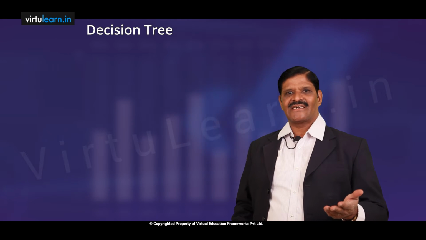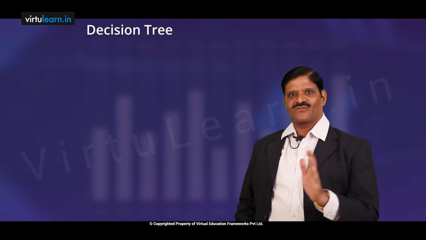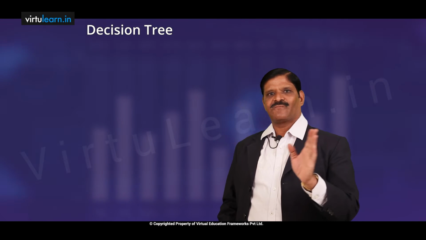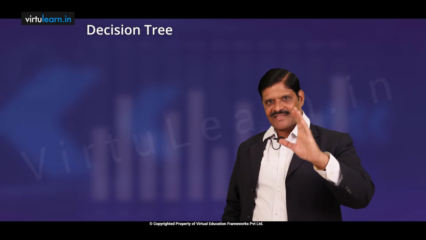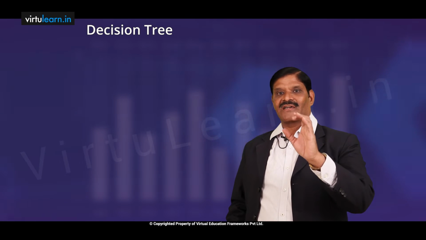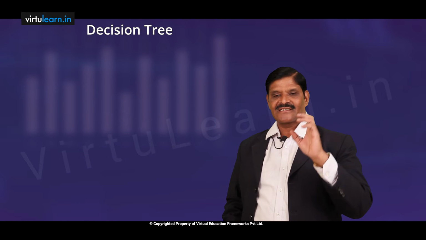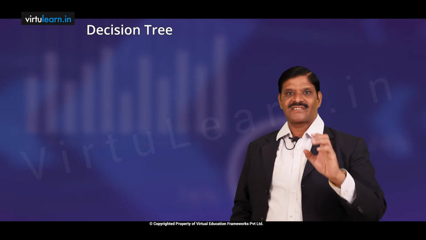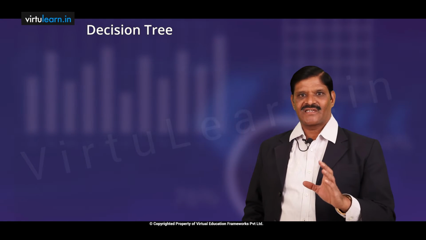In a decision tree, whatever the available alternatives are, we show them pictorially with the probabilities attached. That is, what are all the alternatives available, what are the possible outcomes from each decision, and what are the probabilities attached to each outcome that emerges from that decision. All these things are shown pictorially, which is known as a decision tree.